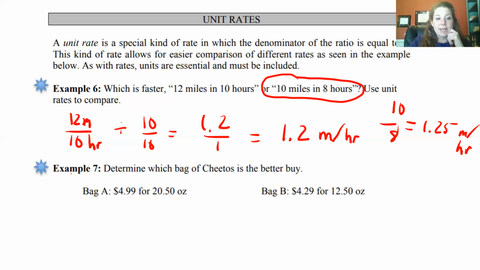All right, so look at number 7, example 7. Determine which bag of Cheetos is the better buy. What does that mean, the better buy? It means which is the cheapest item, right? If you go to the grocery store, you want to get the best buy, which means you want to pay less for the same amount or the same type of food.